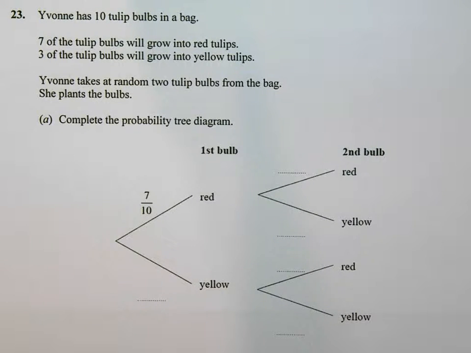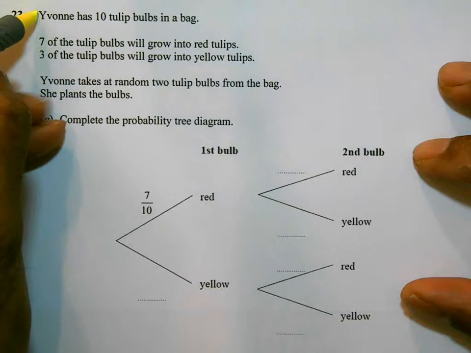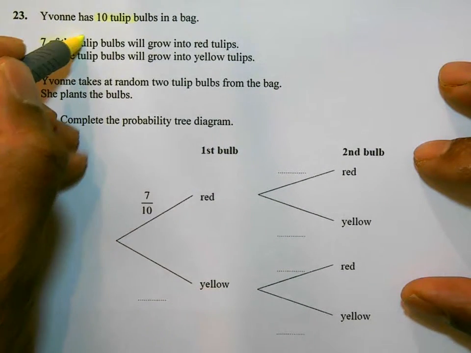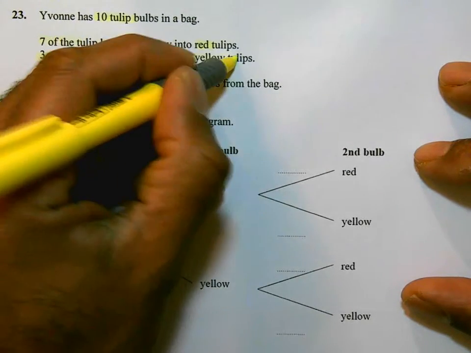This is question number 23 on the June 2014 non-calculator paper. Let's read through the question. Yvonne has 10 tulip bulbs in a bag. 7 of the tulip bulbs will grow into red tulips. 3 of the tulip bulbs will grow into yellow tulips.